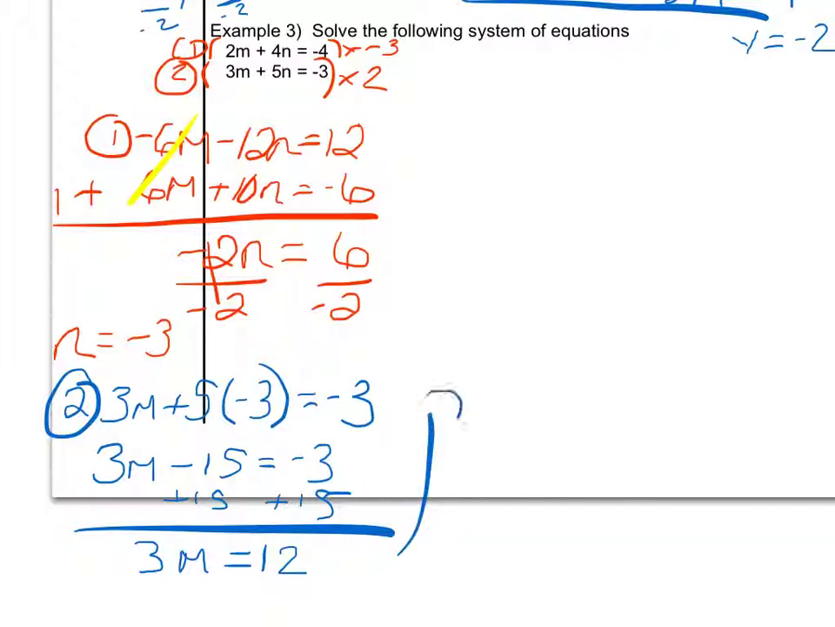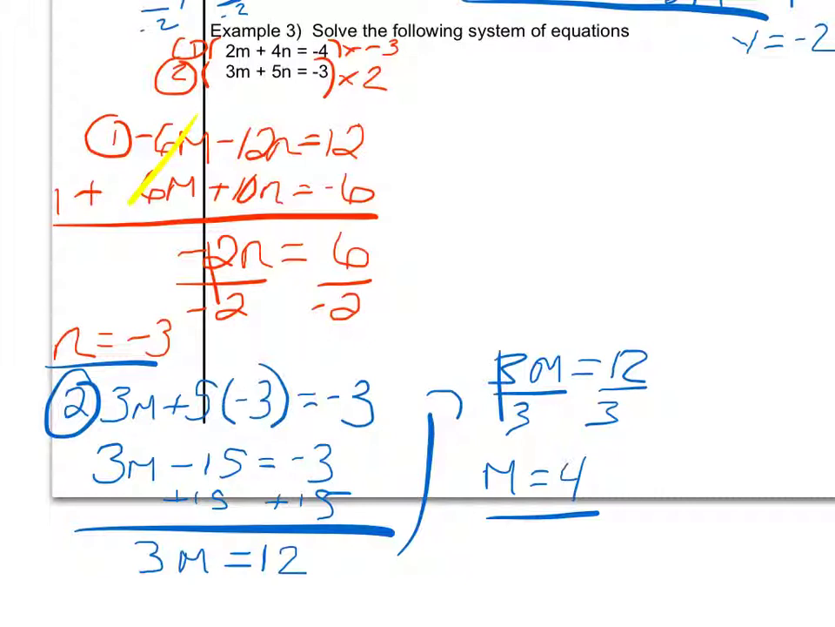From here, 3m equals 12. I'm going to divide both sides by 3. My 3's cancel out, leaving me with m equals 4. Now that I know what m is, all I have to do is write them as a point. Well, I don't know what to do. I'm familiar with x and y, but what do I do with n and m? We always go in alphabetical order unless we're told otherwise. So if I sing my ABCs, I notice that it goes m, then n. So I'm going to write my point as m, comma, n. And there's my final answer.